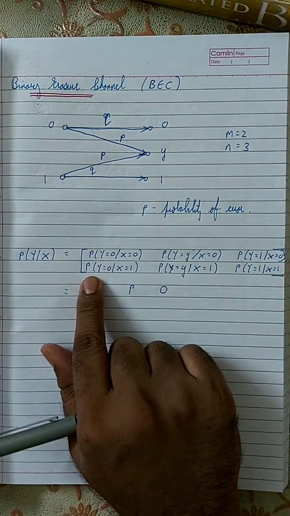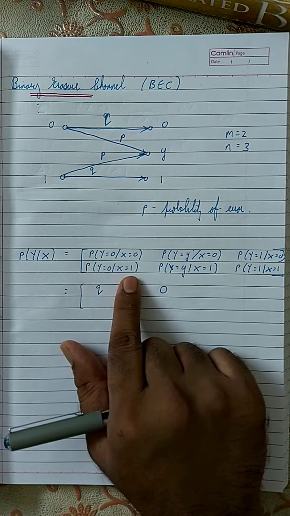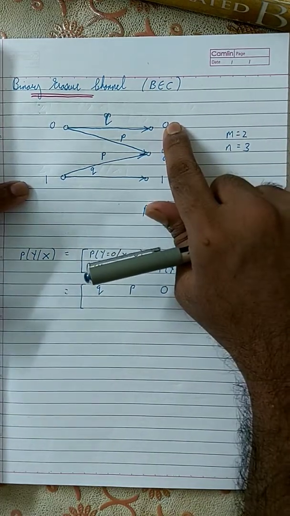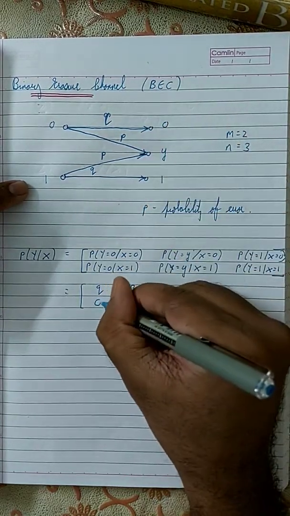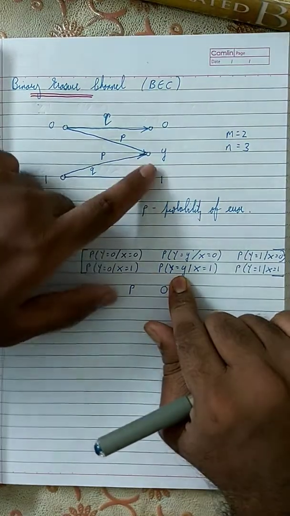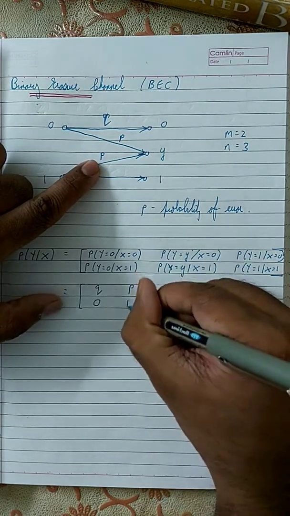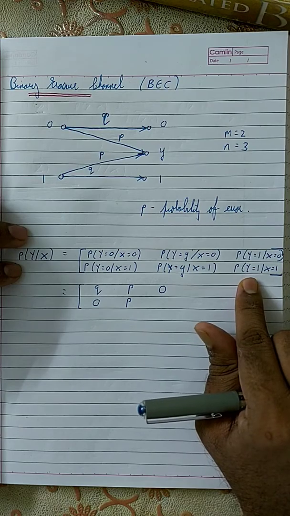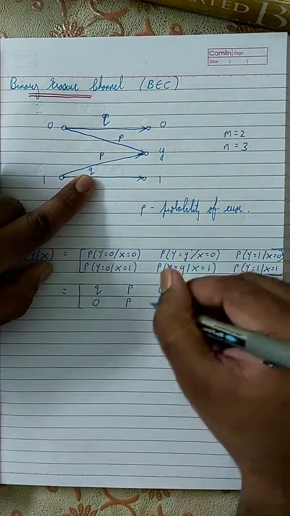Likewise, what is the probability that y is equal to 0, that is, the receiver received 0 when 1 was transmitted? There is no probability, right? Such an event will not take place. So therefore it is 0. What is the probability that the small letter y is received when 1 is transmitted? It is P. What is the probability that y is equal to 1 is received when x is equal to 1 is transmitted? That is Q.